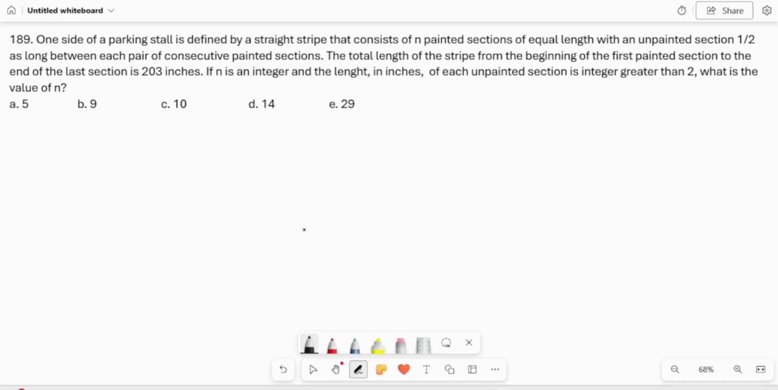The question says one side of a parking stall is defined by a straight stripe that consists of n painted sections of equal length with an unpainted section half as long between each pair of consecutive painted sections. So I am going to assume that these are the painted sections, and in between, the empty space that I have left, those are supposed to be the unpainted sections. Okay. They have said that there are n number of painted sections.